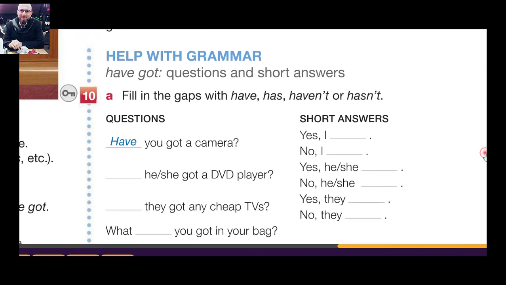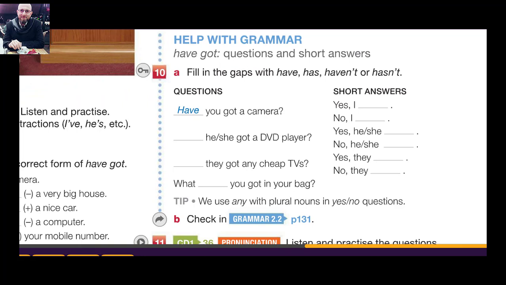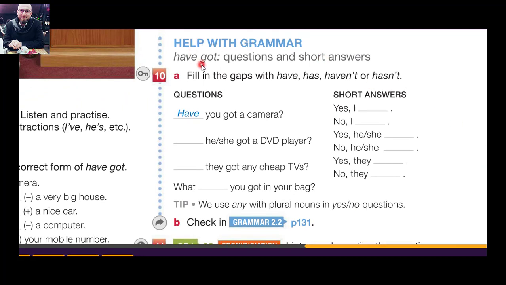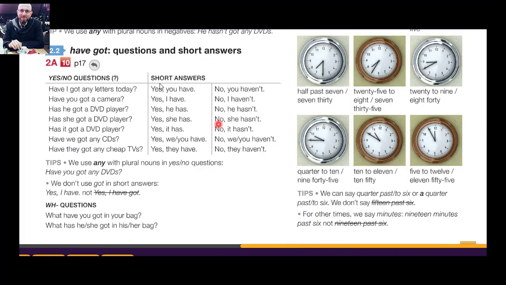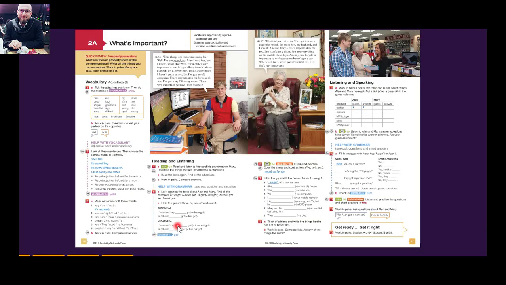Okay guys, so now let's move to exercise number 10, which is about have got and has got again, but now questions and short answers. Now again we will read and fill in the gaps with have, has, haven't, or hasn't. After you finish, we go to page 131, grammar 2.2. Grammar 2.2, this one. Read about it, then we'll go to the grammar board.